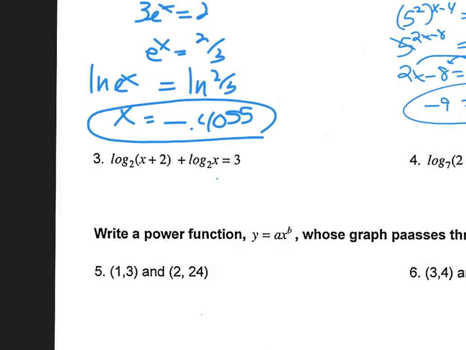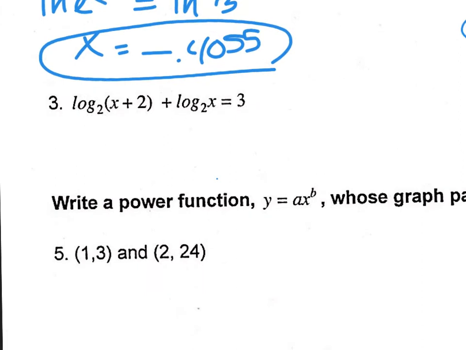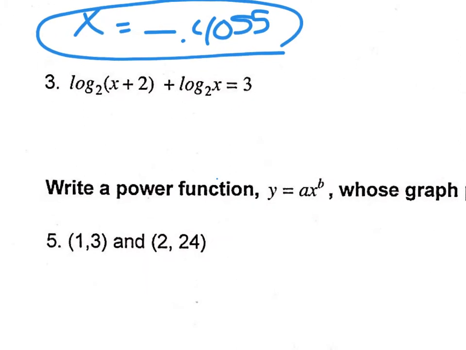Let's go to 3. 3 has 2 logs added together. Remember, you can add logs. So when you see log addition, that means you're really multiplying them. So I'm going to do x plus 2 times x, which is really x squared plus 2x. And I have the 3.